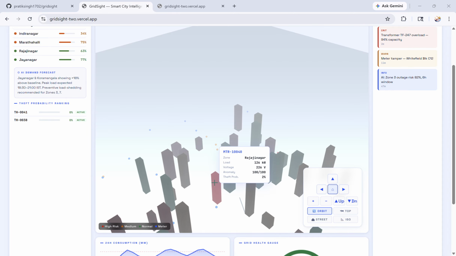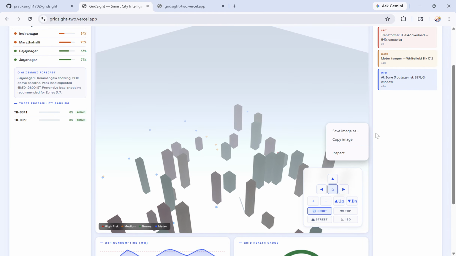As we can see, the data for Rajinagar: the load is 126 kilovolt and the voltage is 226 volt. The anomaly is 100 and theft probability is high, and it is showing a high risk area. As we come to the low risk area, that is Coromandala, the load is 266 and the voltage is 228. That is okay, the anomaly is 44, and theft probability is 14%, that is the medium risk row. For the normal one, we have theft probability of 0, a load of 175 kilovolt, a voltage of 237 volt, and an anomaly of 19 out of 100.